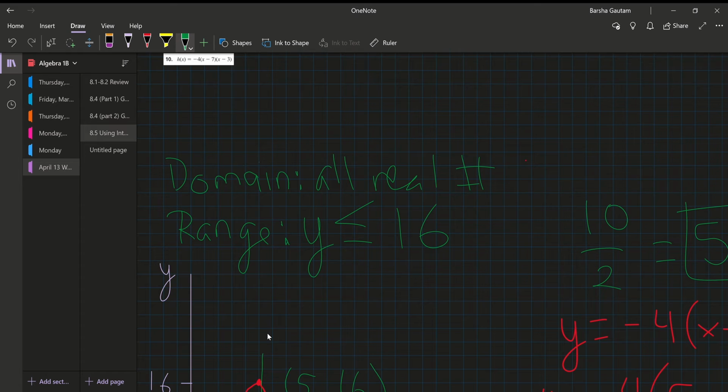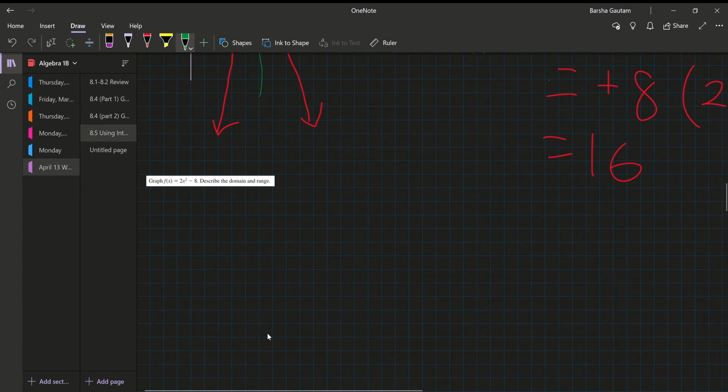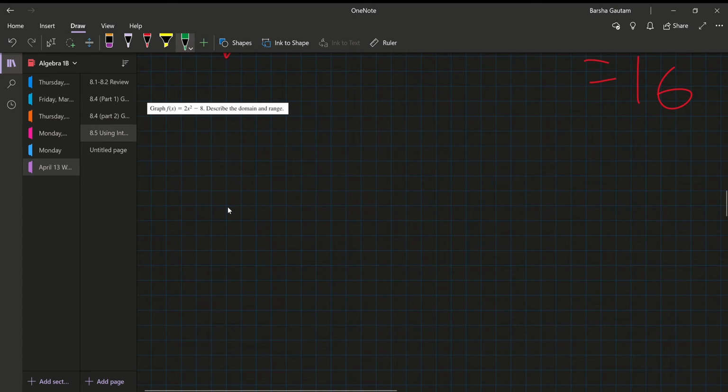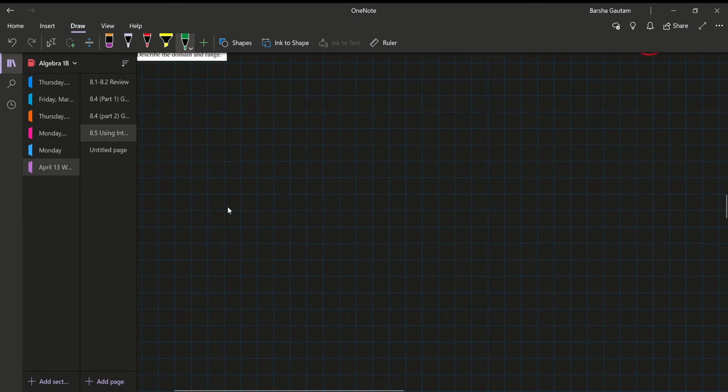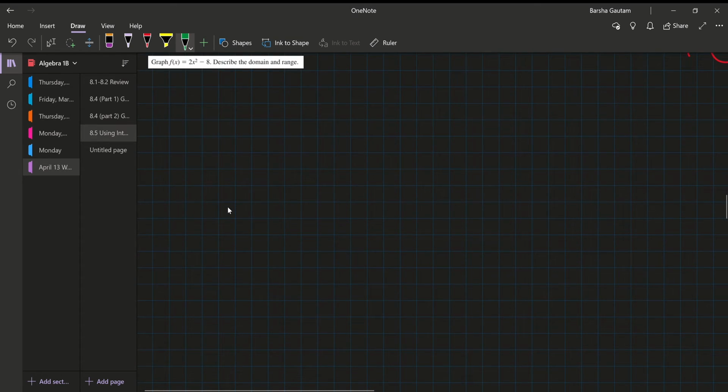Let's work on number 4 now. So now we're asked to graph 2x squared minus 8, and we're asked to describe the domain and range. Go ahead and try it on your own, pause the video. Okay, so before we begin this, we're going to need to rewrite this quadratic function in intercept form. So let's go ahead and do that.